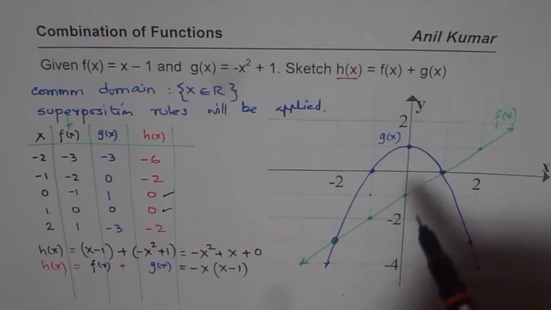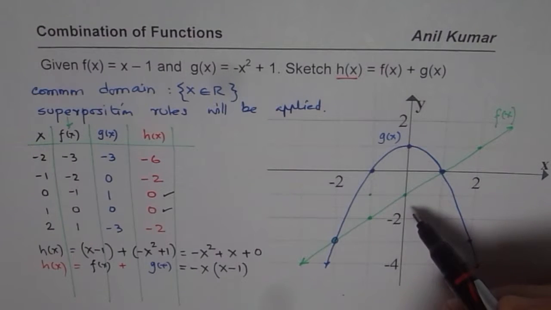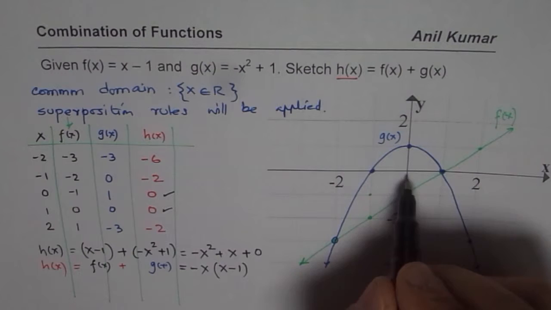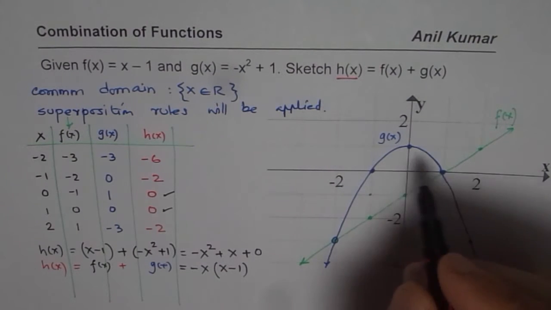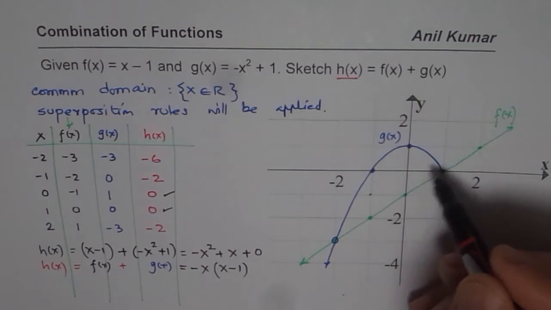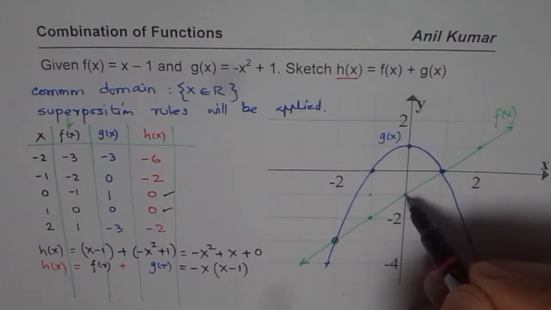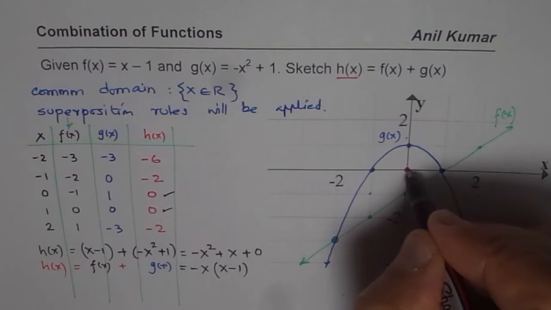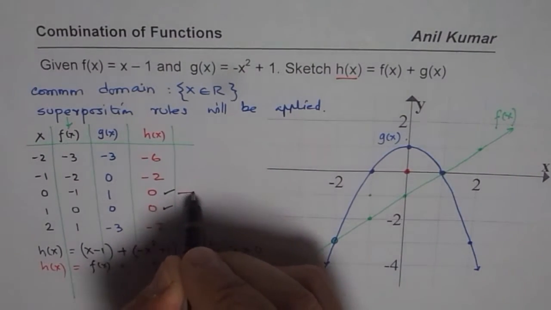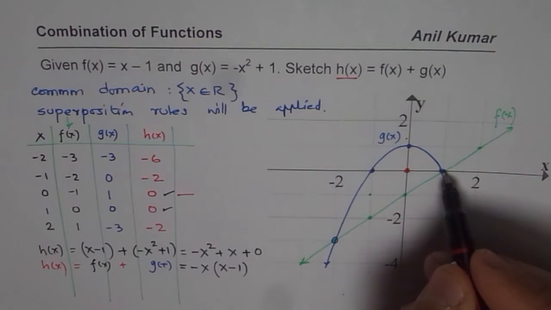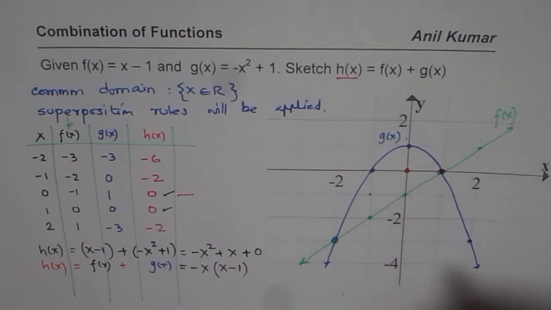You graph it and then you add corresponding values, right? So let's begin with the center itself. From 0 we'll go right and then come back. At x equals 0, for f of x it is minus 1 and for g of x it is plus 1. When you add them, you get 0. Do you see that? And this matches with our 0, correct? If I move to position 1, then both are 0, so adding them gives me 0, right?